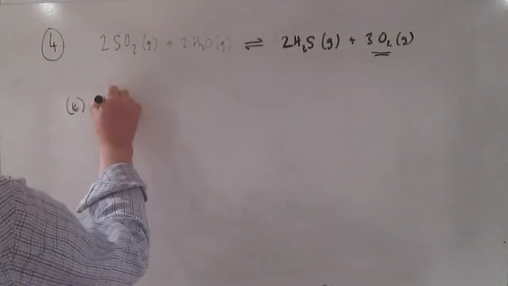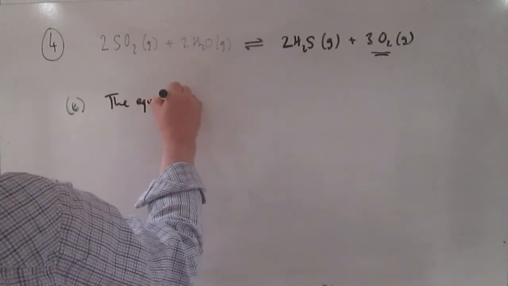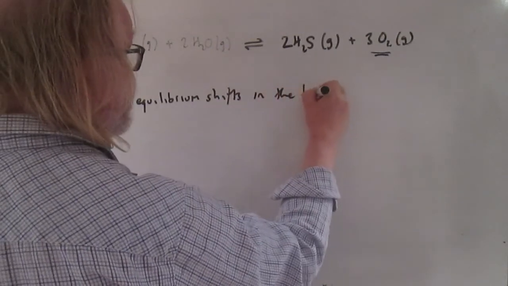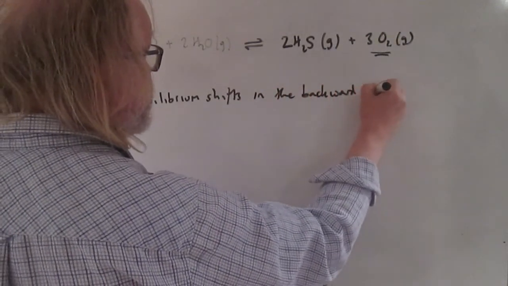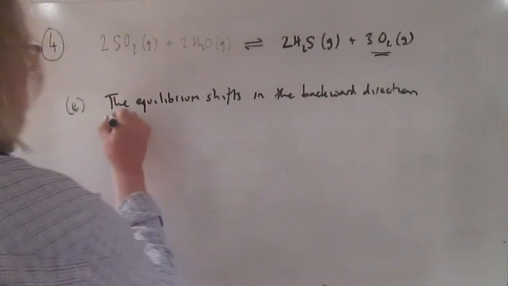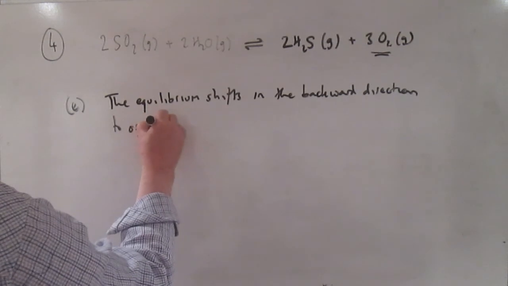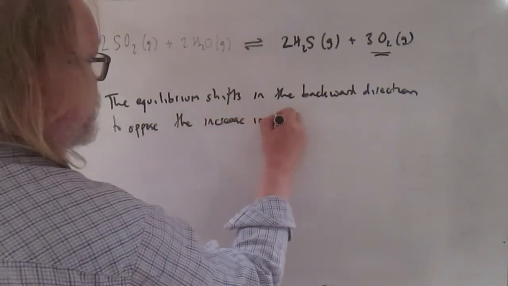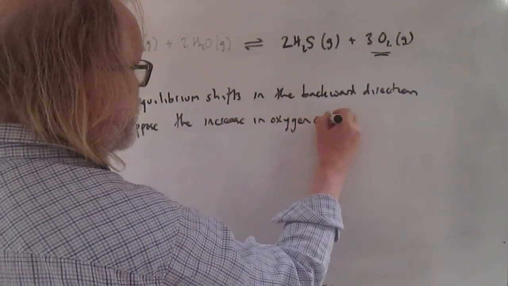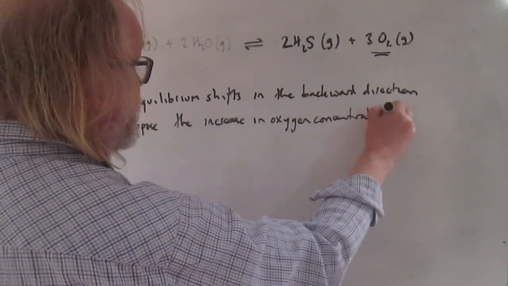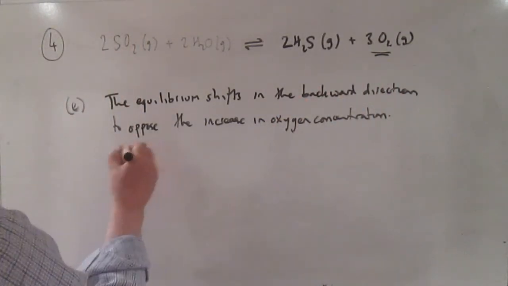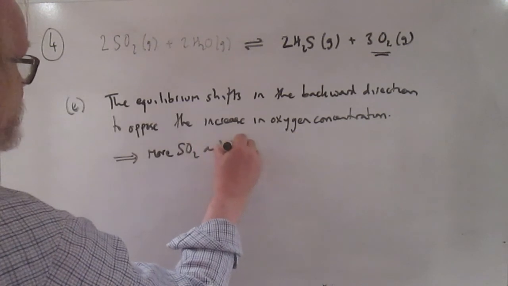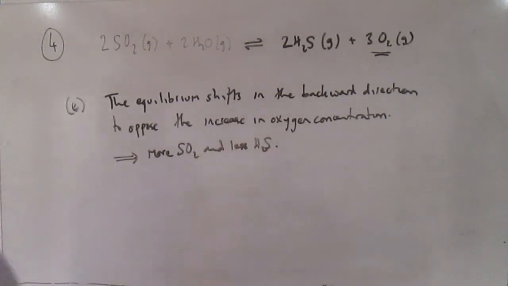So the equilibrium shifts in the backward direction or to the left. You can put it either way. To oppose. Always use this language of opposing the change, to oppose the increase in oxygen concentration. And again, relate that to what's going on in terms of the actual amounts of substance. So more SO2 and less H2S will result from that.